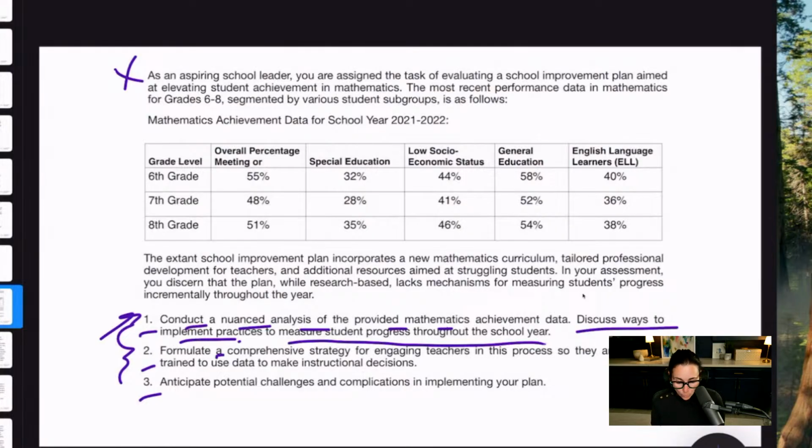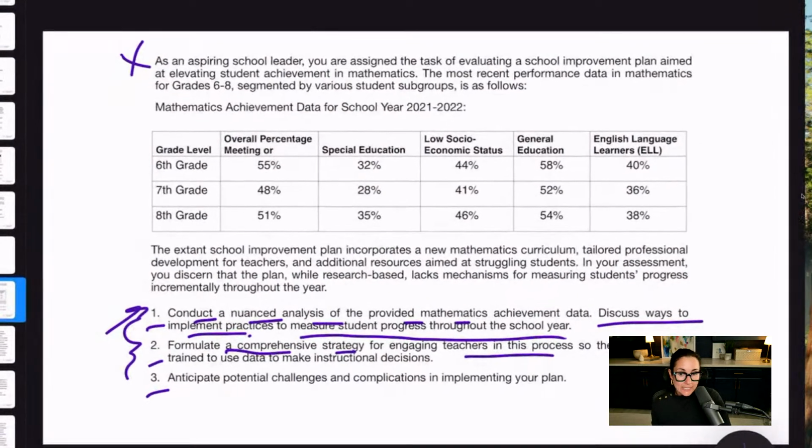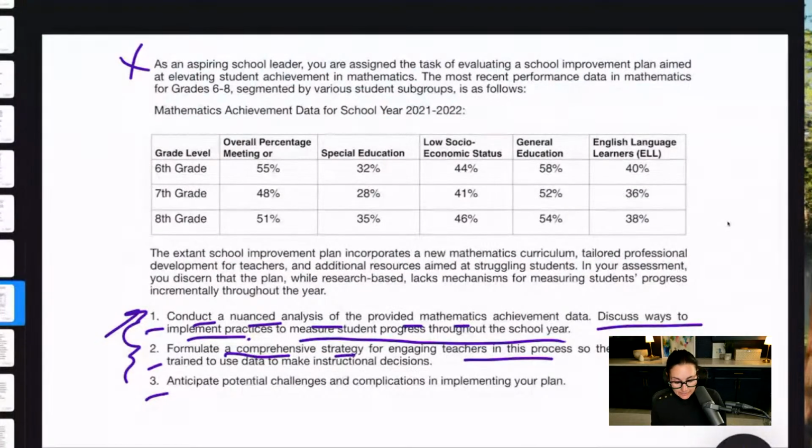Okay. Next one, formulate a comprehensive strategy for engaging teachers in this process. A comprehensive strategy, not 4 comprehensive strategies, 1 comprehensive strategy. All right. 1. I know you want to do 4, but what's that going to do? It's going to make it all convoluted and it's going to be problematic. Don't. 1. And I see here, so they are properly trained to use the data. I don't even have to read the prompt to know, okay, they need to be trained to use the data to make instructional decisions. Formative assessment is really good with that. I'm going to train my teachers on formative assessment. That formative assessment is going to be teacher-led. I'm going to find teachers in the building who are awesome at formative assessment, and I'm going to have them lead PD for formative assessment. Number 2 is taken care of. I already got it in my head.